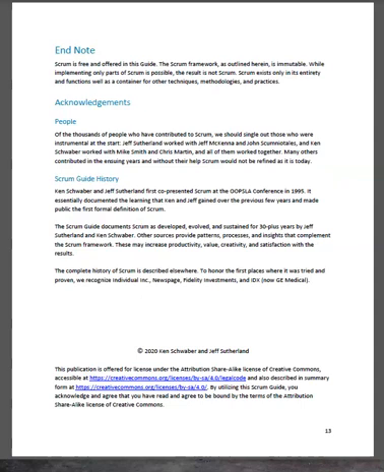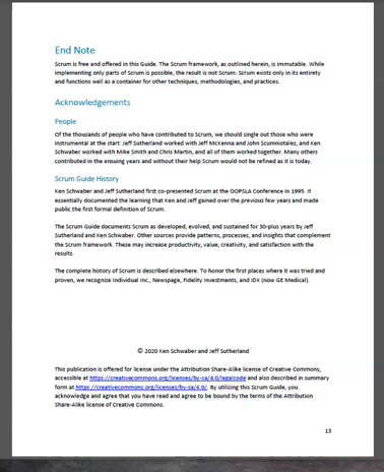End note. Scrum is free and offered in this guide. The Scrum framework as outlined herein is immutable. While implementing only parts of Scrum is possible, the result is not Scrum. Scrum exists only in its entirety and functions well as a container for other techniques, methodologies, and practices.